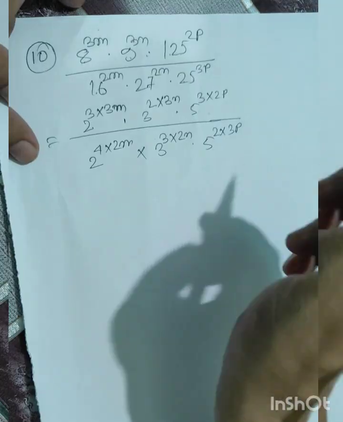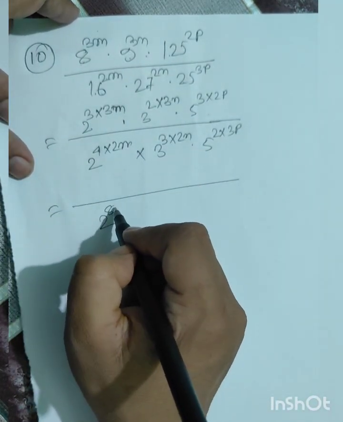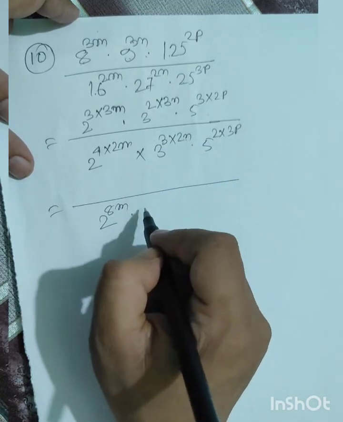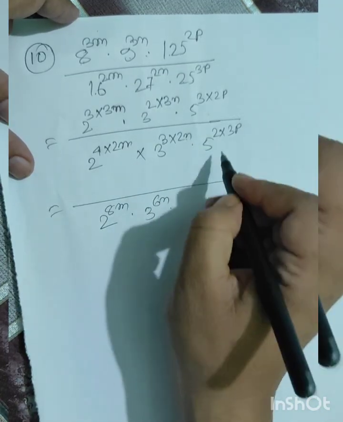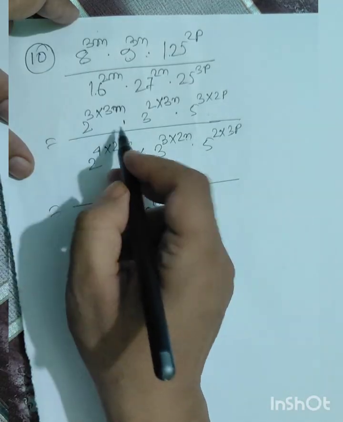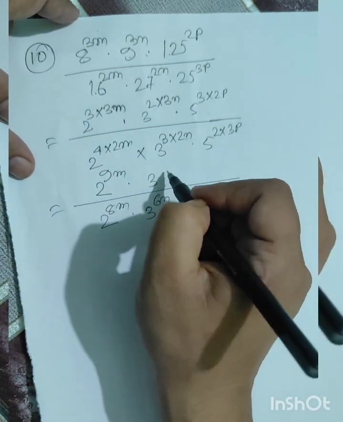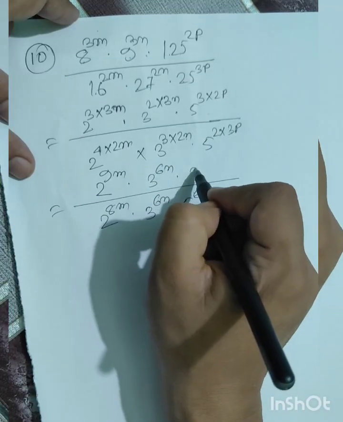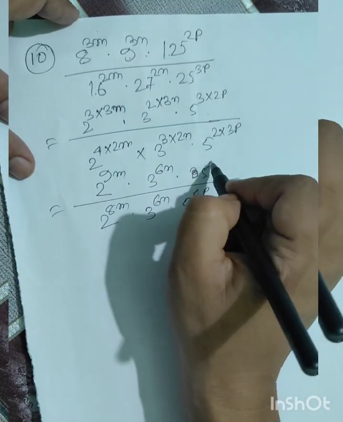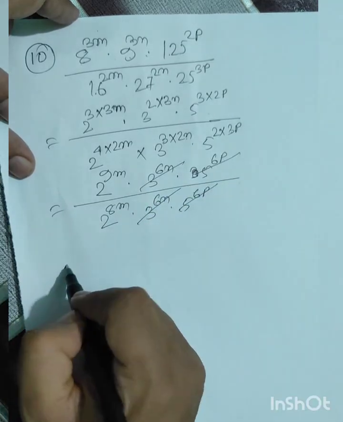Next 2 to the power 8m into 3 into 2 6m, 3 into 2 6p. ইয়াত আছে 2 to the power 3, 3 গুণ 9m, 3 to the power 3 গুণ 6m আৰু 5 to the power 3 গুণ 6p, এটো cancel. ইয়াত থাকিল 2 to the power 9m by 2 to the power 8m.